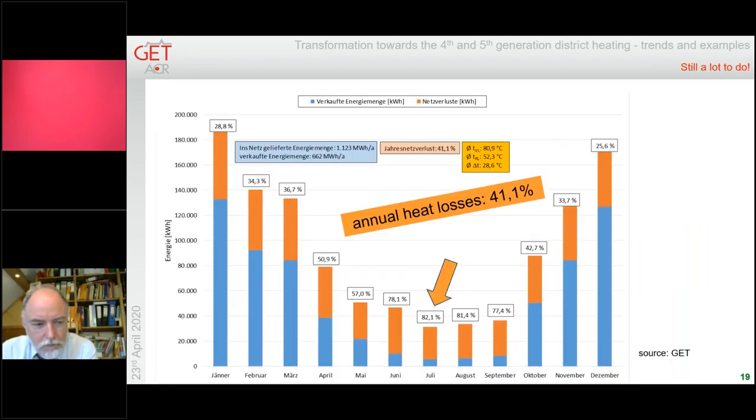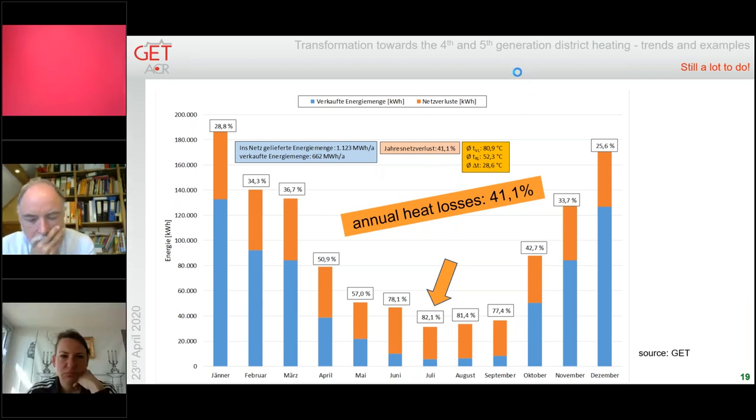Thanks. So as I said, we have still a lot to do. As you can see here at the small district heating grid, there are annual heat losses of about 41%. And in summertime, they are up to 82%. So I think there is still a lot to do to optimize that system. Next slide, please.